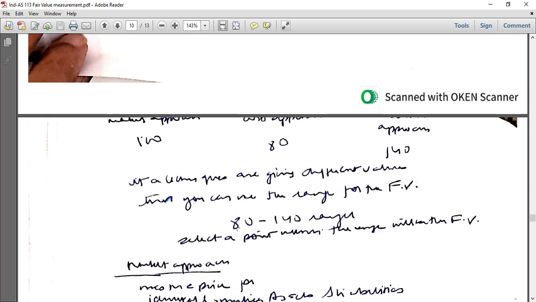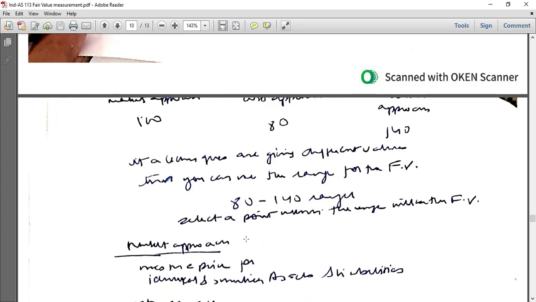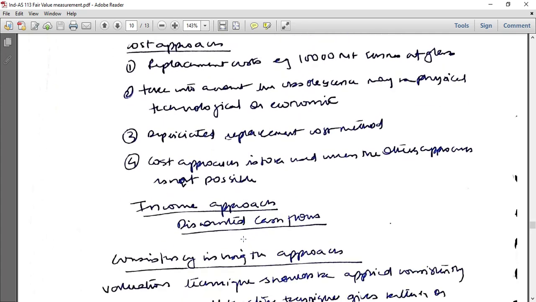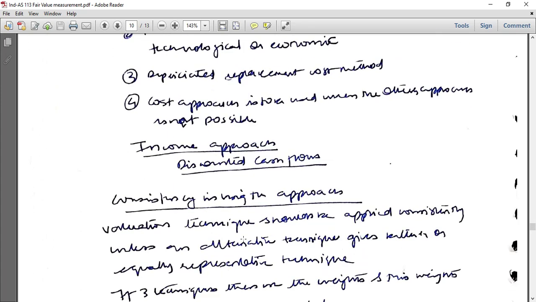The replacement cost of 10,000 metric tons of glass in the factory would be different. Hence, the replacement cost approach would be used. Income approach, discounted cash flows. Consistency in using approach: valuation technique should be used and it should be consistently applied.